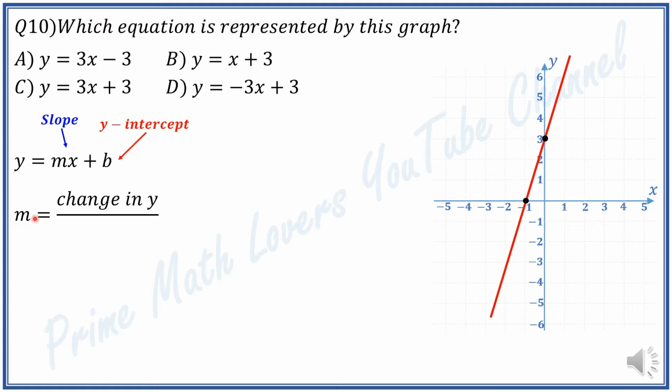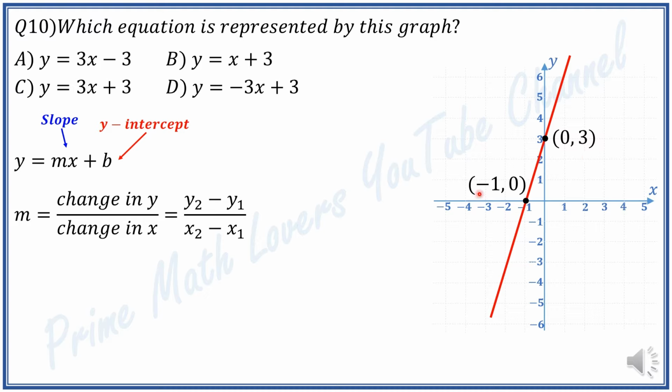As we saw in the previous questions, the formula for calculating slope is change in y over change in x, which means y2 minus y1 over x2 minus x1. Y2 and x2 are the coordinates of point 2, and y1 and x1 are the coordinates of the other point. So we have one point with the coordinates of 0 and 3, and the other point with the coordinates of negative 1 and 0. So y2 is 3 and y1 is 0. x2 is 0 and x1 is negative 1.